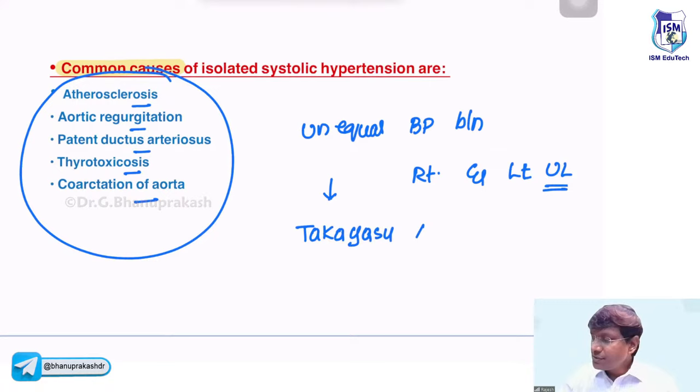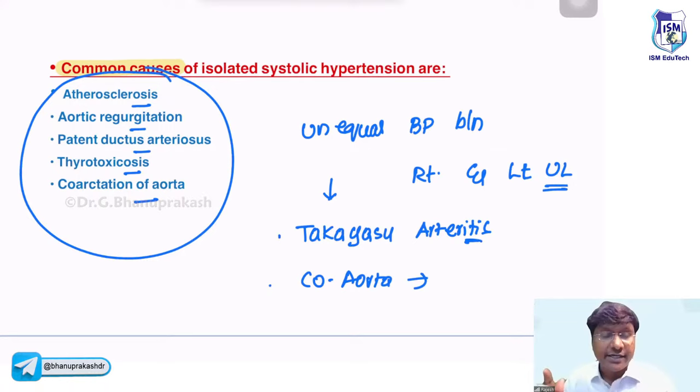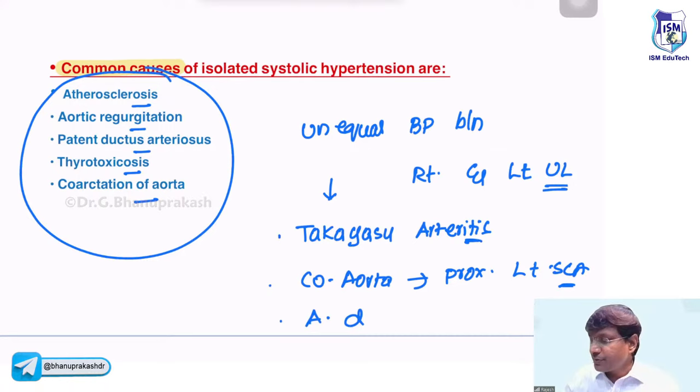Okay, so in case of Takayasu arteritis, you have unequal blood pressure between the right and left upper limbs. You also have that in patients with coarctation of aorta. Where should this coarctation be? The coarctation should not be distal to your left subclavian artery. It should be proximal to the left subclavian artery. That is only when you have a difference in blood pressure between the right and left upper limb. And even in patients with aortic dissection, you have unequal blood pressure between the right and left upper limb.